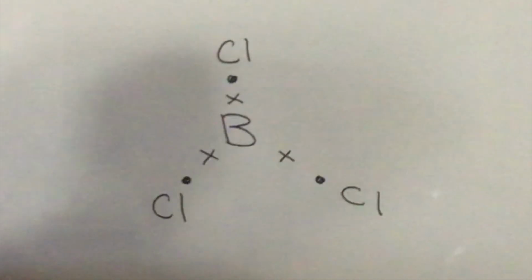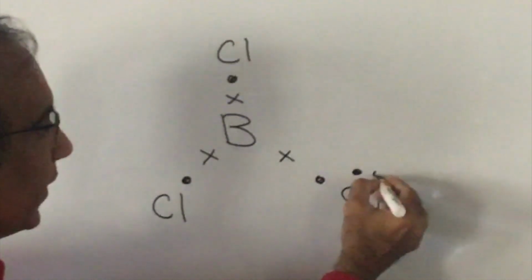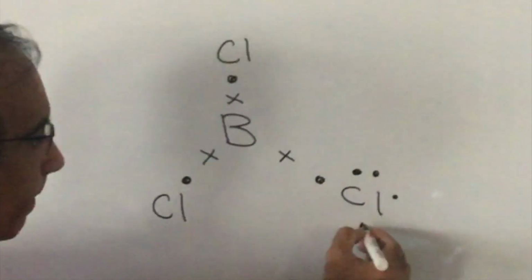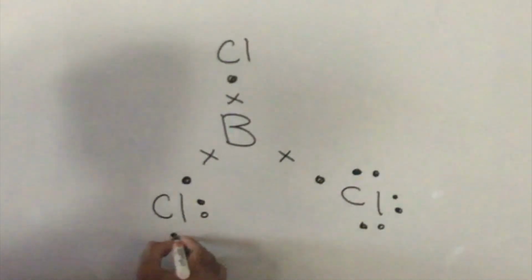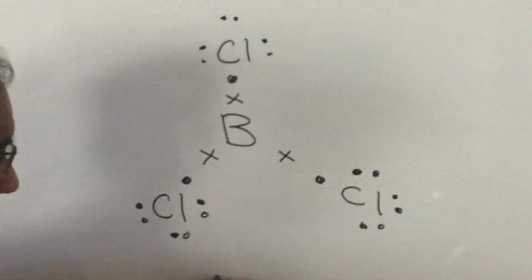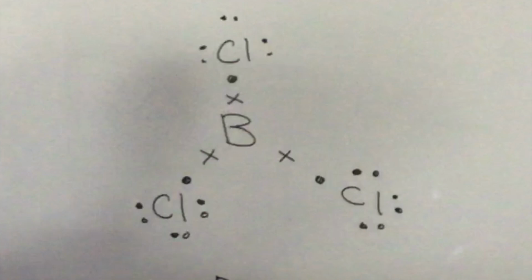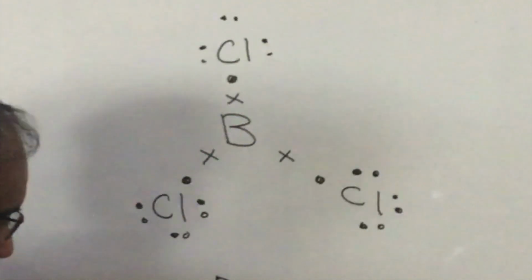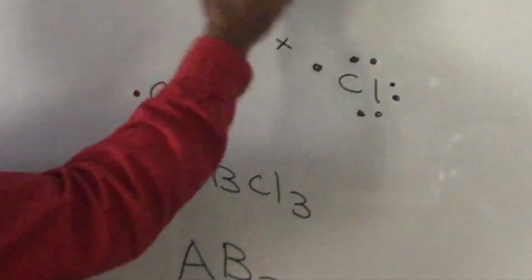I'm not forgetting that Lewis electron dot structures need to include all valence electrons as well. So we need to include all of the valence electrons in all of these chlorines, 8 electrons. So you have BCl3, boron trichloride. A, B3 also you have. And there are no lone pairs.